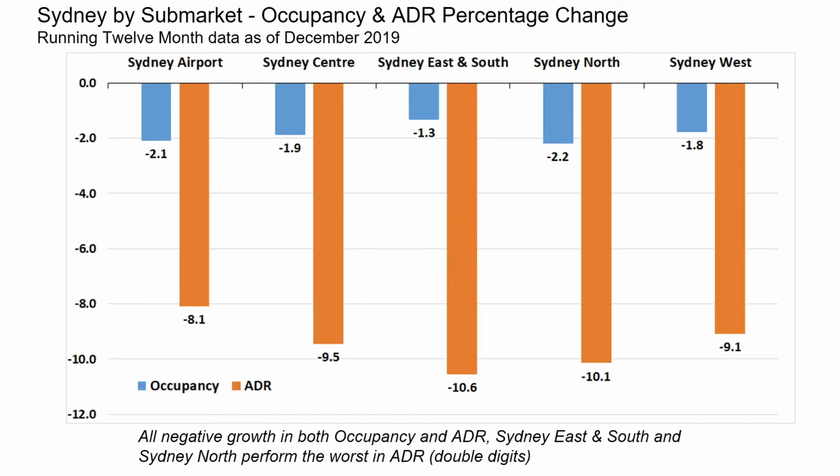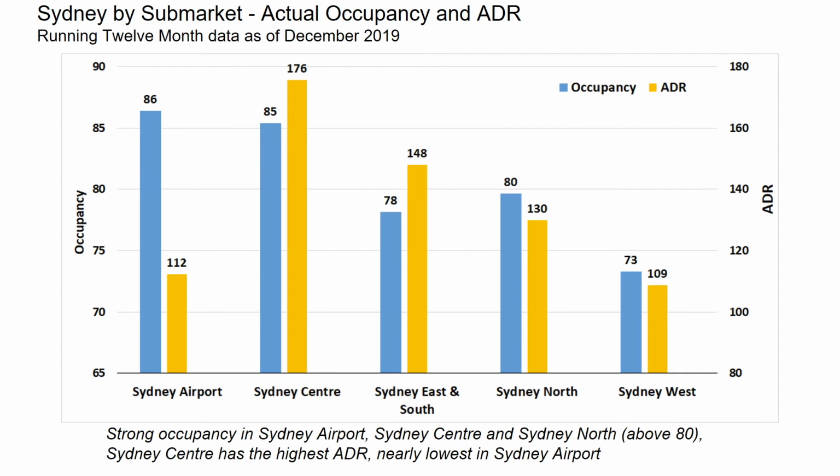This graph shows occupancy and ADR percentage change. It is similar to the class. All of them are in negative growth range. Sydney East and South and Sydney North are in double digits. This graph shows the actual occupancy and ADR. Sydney Airport, Sydney Centre, and Sydney North have the strongest occupancy, and Sydney Airport has nearly the lowest ADR among all of the submarkets.